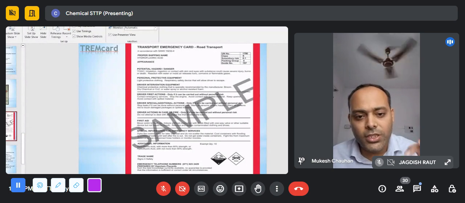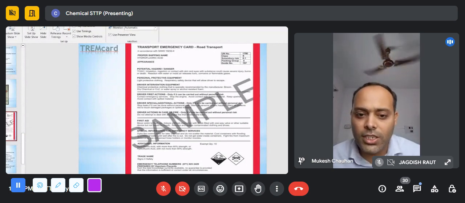So the TREM card is a must to carry while transporting any hazardous chemicals with you.